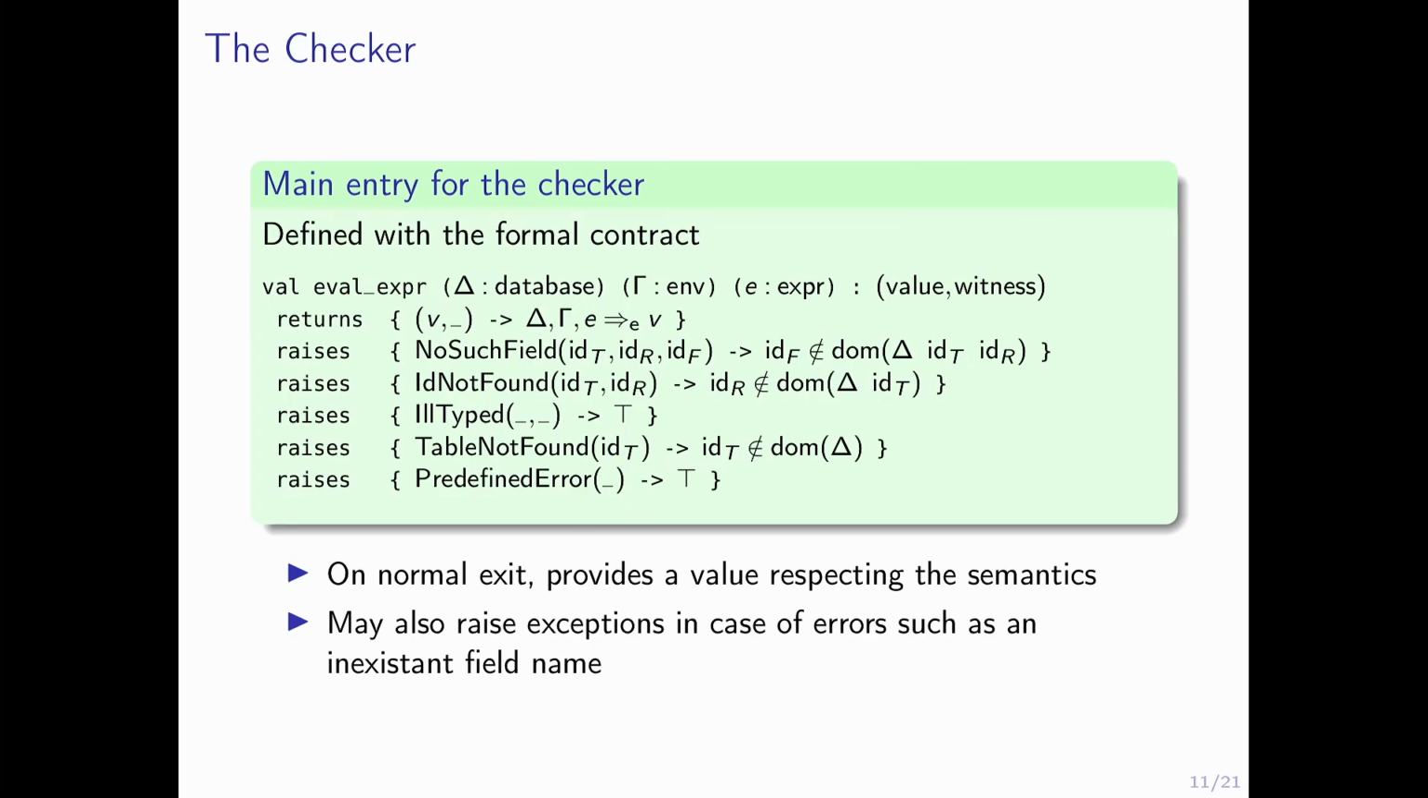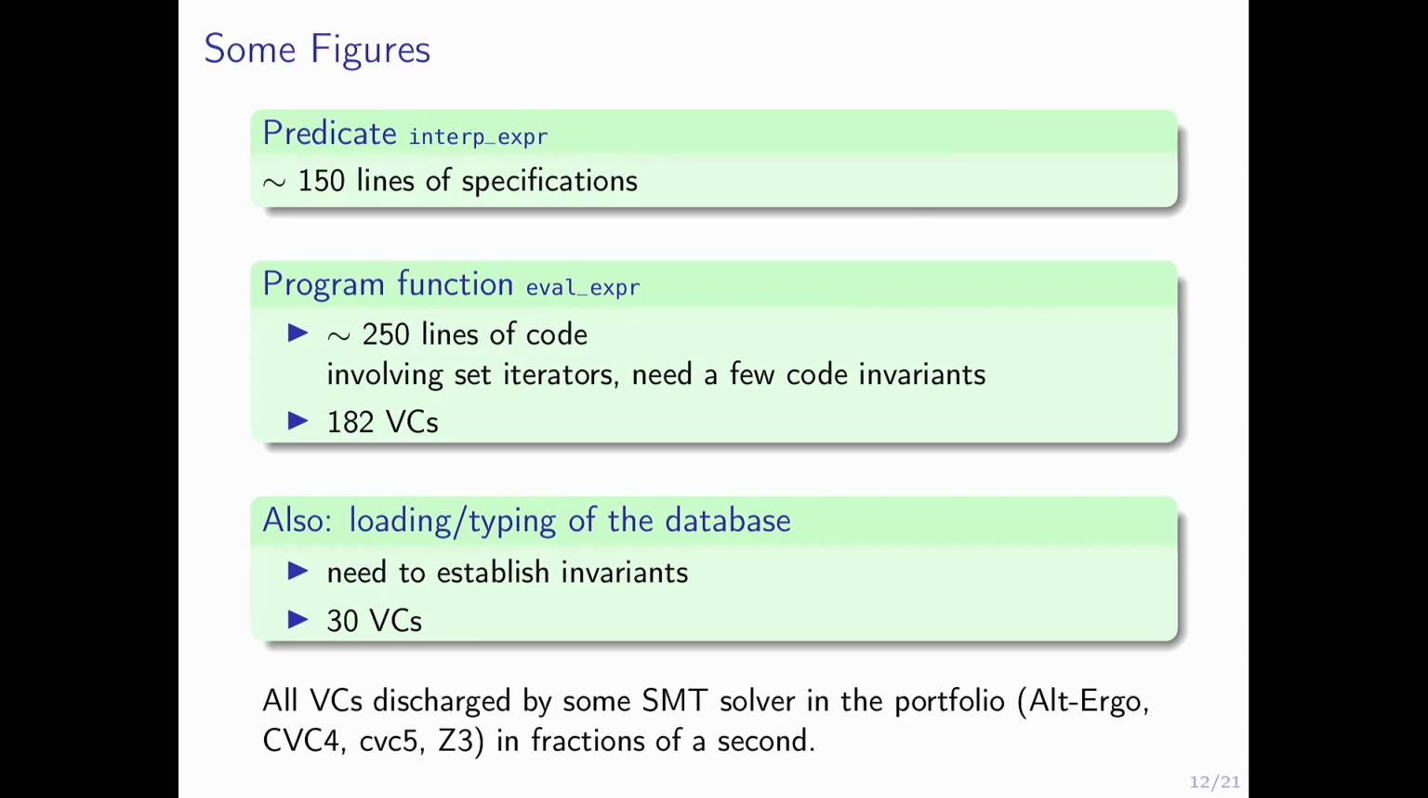I don't show the code, of course, but I have the number of lines. Roughly, the predicate is 150 lines. The code itself for the program is 250 lines. Let me mention that because we have operations on finite sets, we are using set iterators, which are a kind of higher order construct in Why3 that is very nice to use. The number of VCs here is 182.